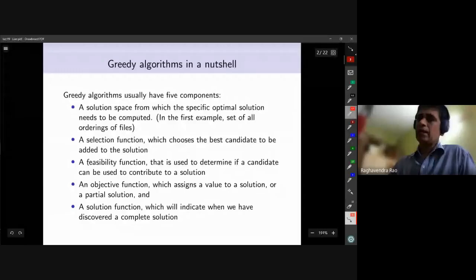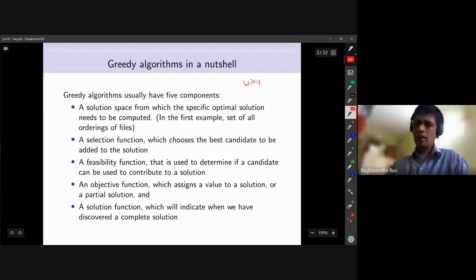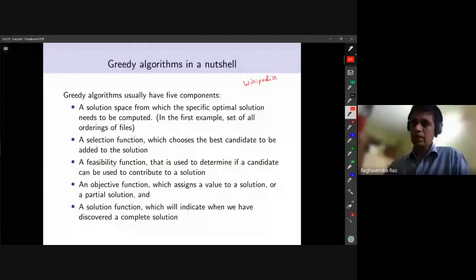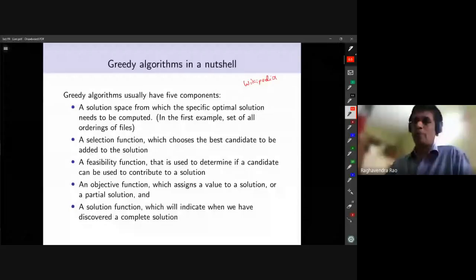Okay, so this following description of greedy algorithms, I've just taken it from Wikipedia, maybe with some slide rewordings. Okay, so in general, for greedy algorithms, we can say there are 5 components, with full generality. So we have a solution space, from which the optimal solution needs to be computed, which is true for almost all optimization problems.